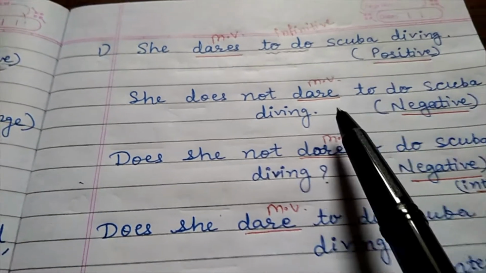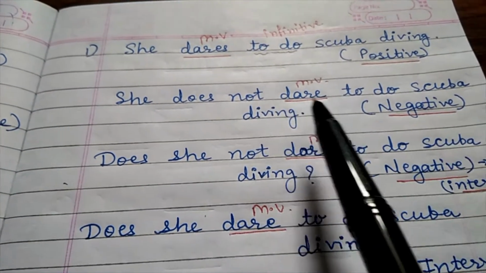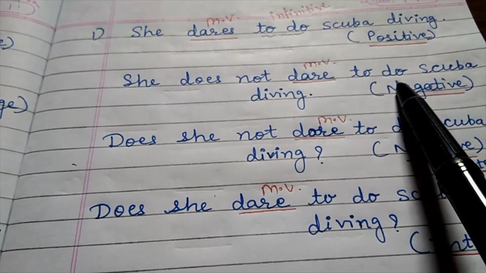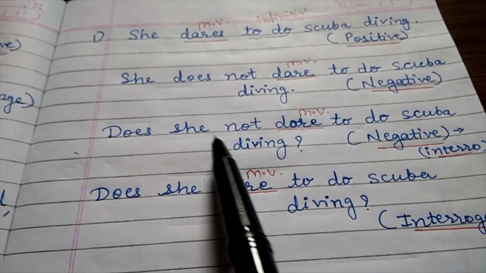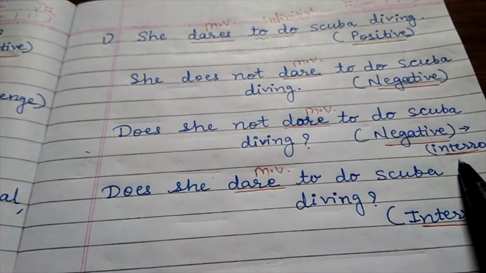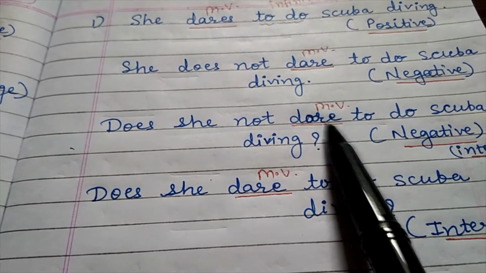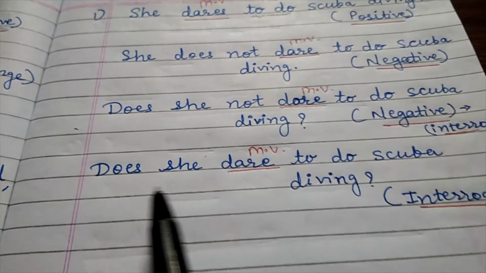Then she does not dare to do scuba diving. This is a negative sentence. So dare is the main verb and to do is the infinitive which is used here. Now, does she not dare to do scuba diving? This is an interrogative sentence. So dare is used as main verb and to do is an infinitive.